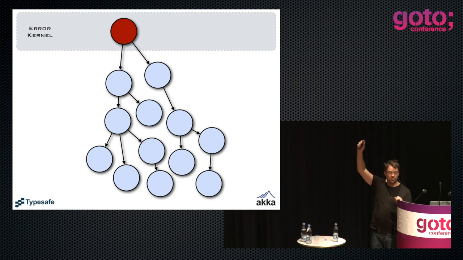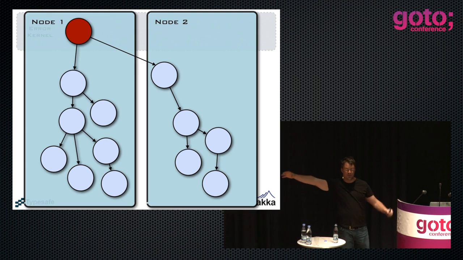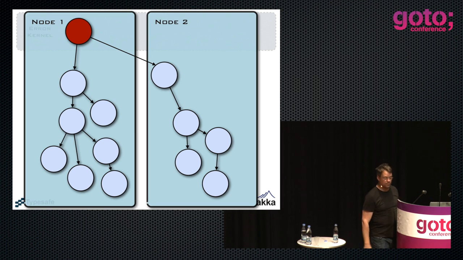But if it hits the error kernel, then if you run more than one box, then you're still fine, because you can actually link across machines. So you can actually take your actor tree and put them out on different boxes. You can link them, and they will get notified even though they're running on different machines.